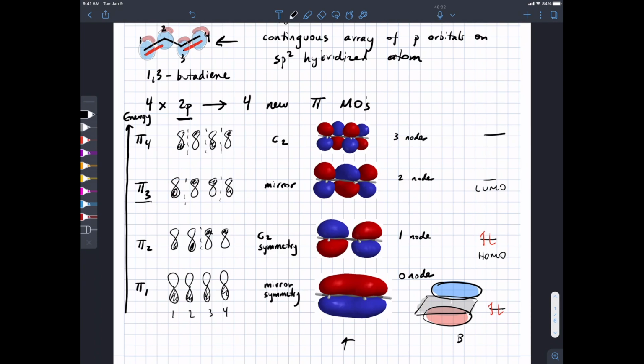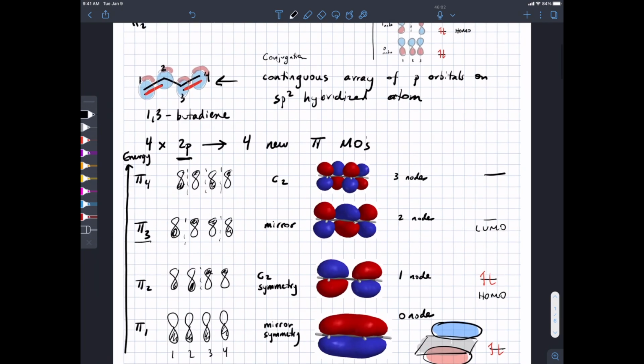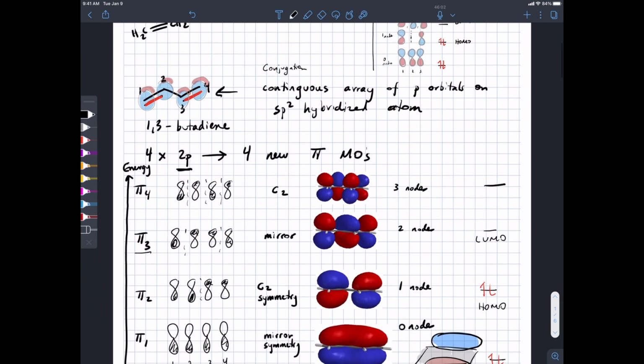So if I show you pi orbitals for a more complicated system, remember, you're just going to count the nodes, arrange them in increasing order of nodes, and determine how many pi electrons, and then tell me what HOMO and LUMO is. Yeah? Why is the LUMO the pi 3, not the pi 4? The pi 4 has 3 nodes, the pi 3 has 2 nodes, and we simply run out of pi electrons. In 1,3-butadiene, we've got 4. We fill the 2 lowest energy ones, and then we're done.